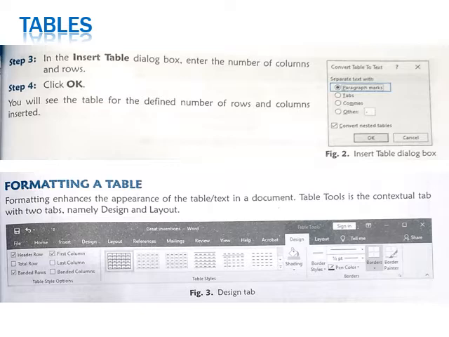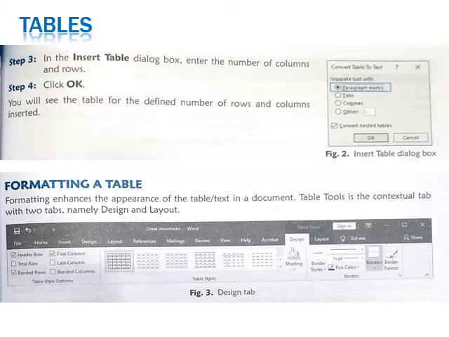Formatting a table. Now one important thing, children, that figure 2, insert table dialog box, this is actually our option to convert the table into the text. In that case we would be needing it. So just leave it like that only. Let us come back to the normal sequence, that is formatting a table. When you talk about formatting a table, formatting enhances the appearance of a table or text in a document.